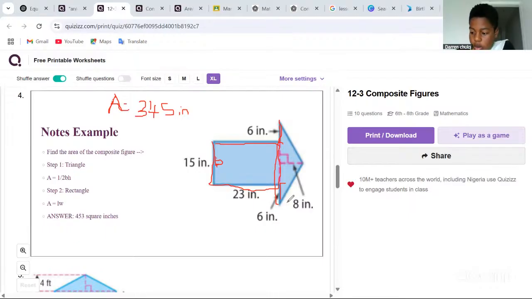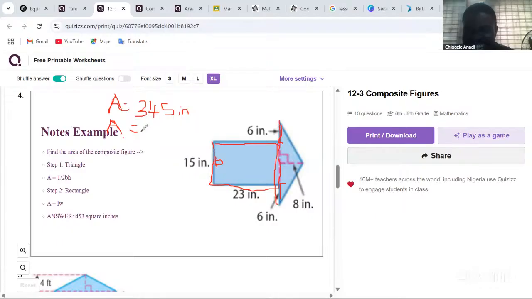Have you gotten the area of the triangle? I'm getting it now. Okay. 453 square inches. 453, okay, that is absolutely correct. That is nice. But you've not told me what the area of the triangle is. What is the area of the triangle? Oh, it's 108. 108 square inches, right?